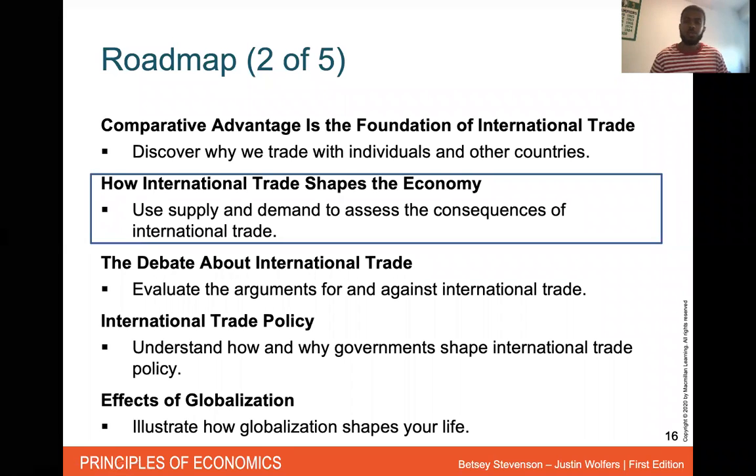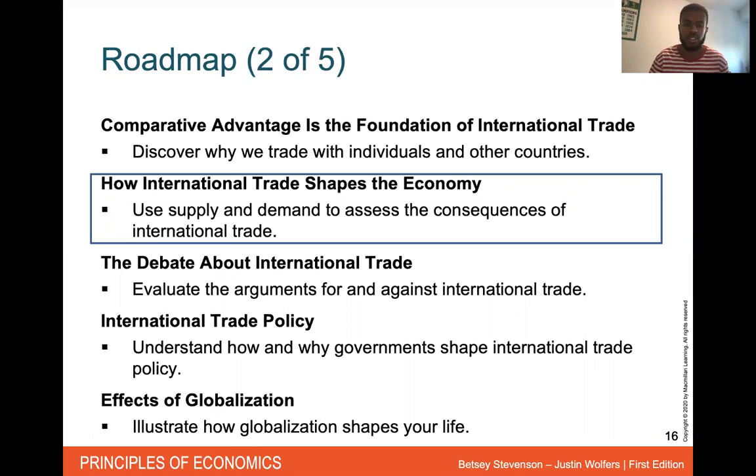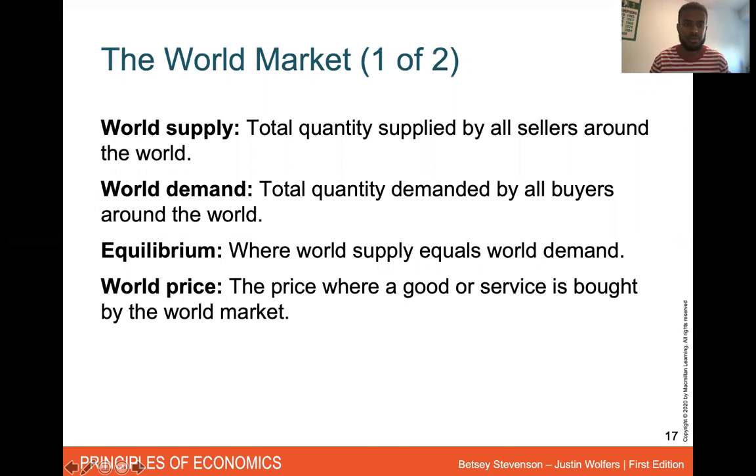All right, hi everyone. So in this next section, I'm going to be talking about how international trade shapes the economy, and we're going to be using supply and demand to assess the consequences of international trade. So again, a few definitions.